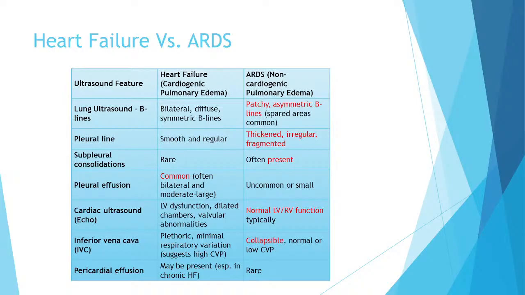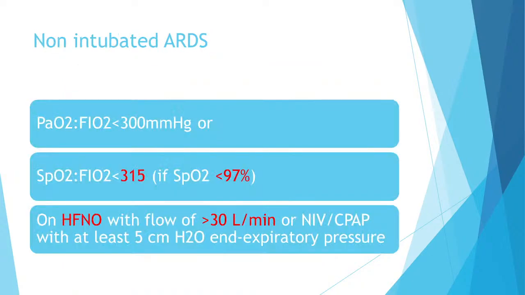And these are some of the things, not an exhaustive list that contains everything, but some of the things that can be used to distinguish between cardiogenic pulmonary edema and acute respiratory distress syndrome. So the lung ultrasound can show patchy, asymmetric B lines rather than a uniform picture of bilateral B lines. The pleural line can be thick and irregular, and a subpleural consolidation can be present. With heart failure, you have pleural effusion, LV dysfunction, and a full inferior vena cava, and pericardial effusion may or may not be present depending on the etiology.